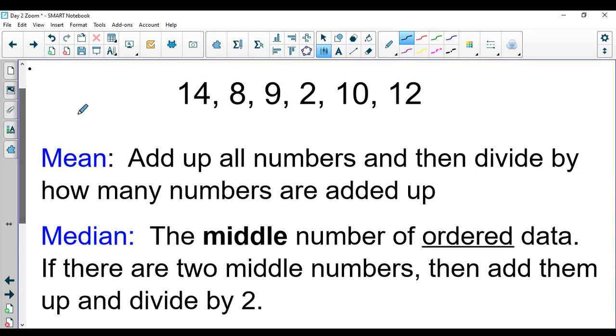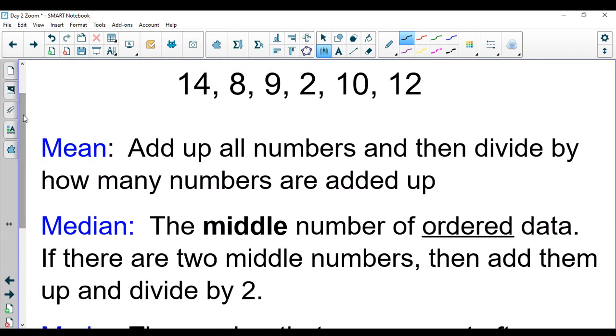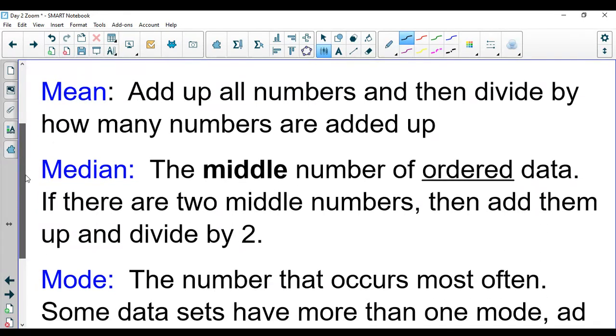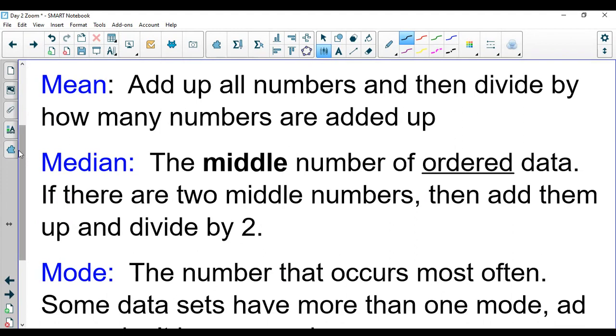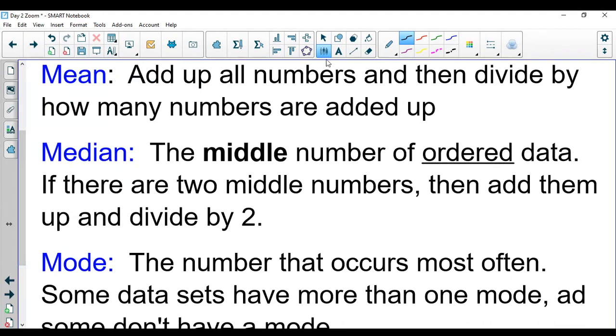Okay, so here's a set of data, and when you have a set of data, you can do some statistics with it. A statistic is just a math computation that you do to a number that gives you a piece of information about the data set. So the three types of averages are mean, median, and mode. So here they are right here. Mean is when you add up all the numbers and then divide by how many numbers are added up. This is the one that when people say, let's find an average, they always do the mean, but the mean is specifically called the mean because the median and the mode are also two types of average.